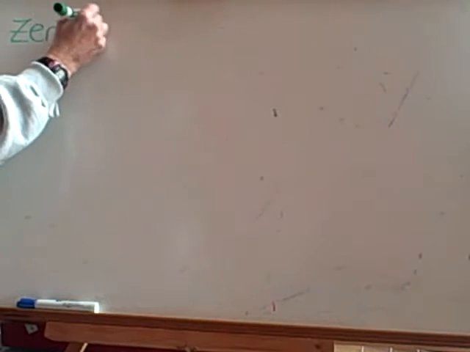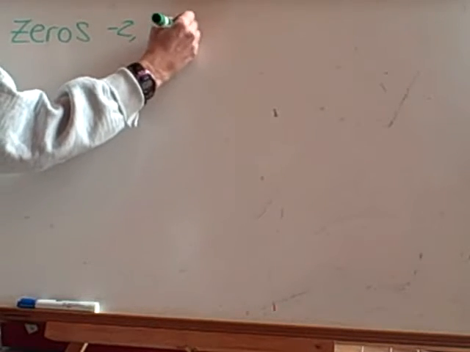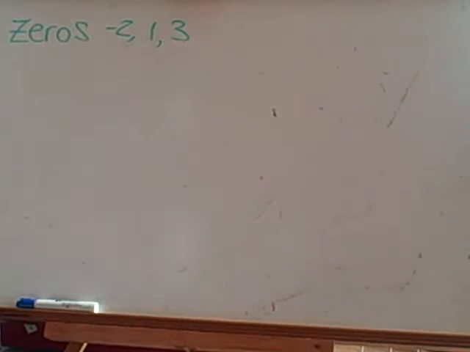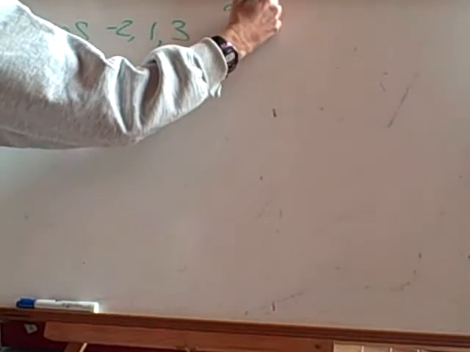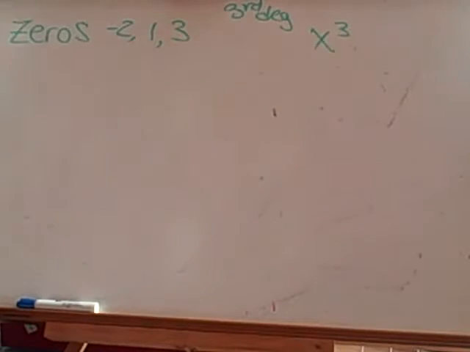Alrighty, we are on the second example on page 10. It wants us to find a third degree polynomial whose coefficients are real numbers and whose zeros are -2, 1, and 3. And what degree did it want me to find? Third degree. So if it's third degree, I need to have a term that's raised x cubed, right?